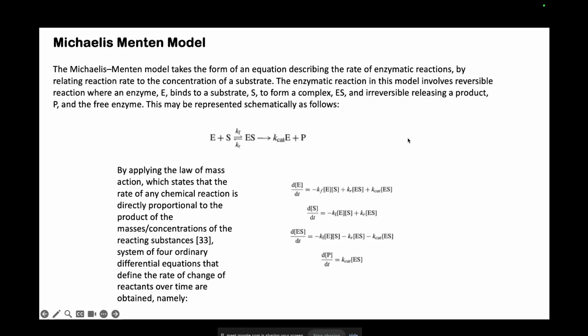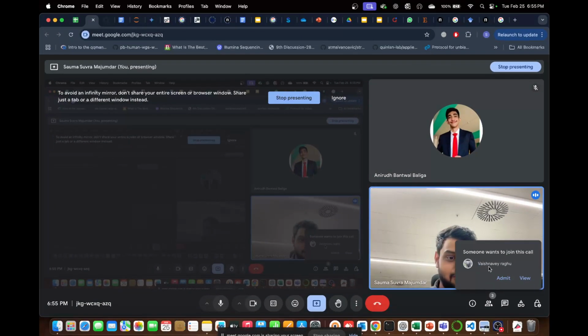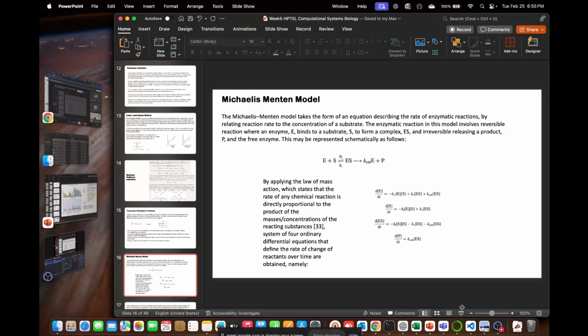Okay, now we come to a specific type of mathematical model, one of the oldest mathematical models that still stands the test of time. Michaelis-Menten is one of the widely studied models. It is essentially a mathematical model, but when we study it in our lower classes, generally it's not expressed like that.